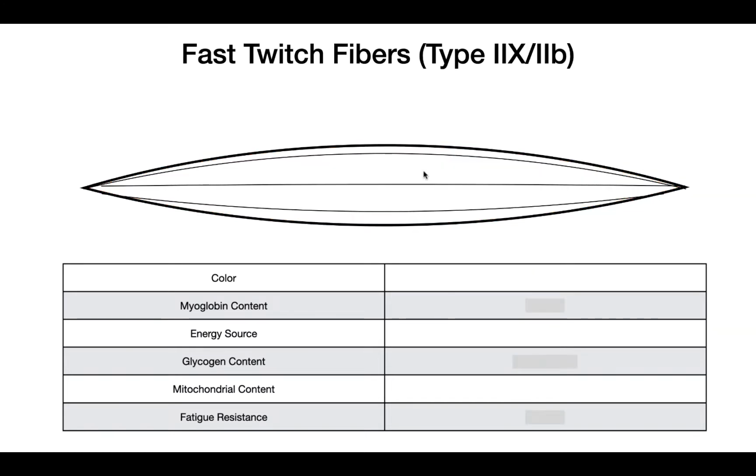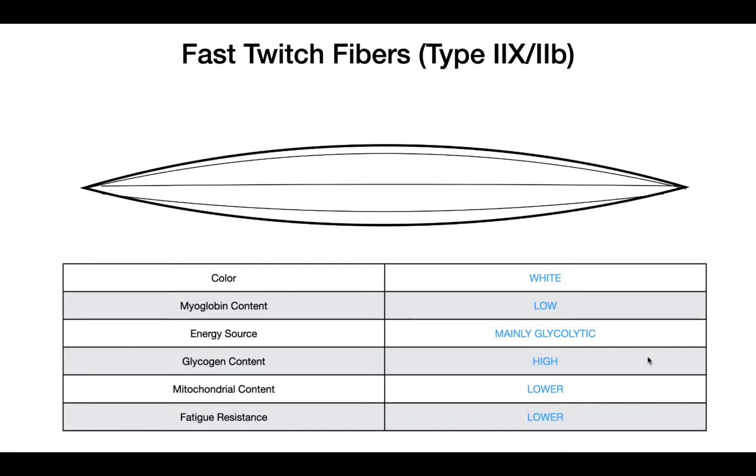Now, the second type of fast twitch muscle fiber is going to be type 2B or type 2X. The color of these muscle fibers is white, and the reason why is because they have low myoglobin. Their main energy source, due to the fact that they have low myoglobin levels, is going to be mainly glycolytic, because glycolysis is an anaerobic process. Glycolytic processes require glycogen and glucose, so therefore their glycogen content is going to be high, their mitochondrial content is going to be lower, and their fatigue resistance is also going to be lower.